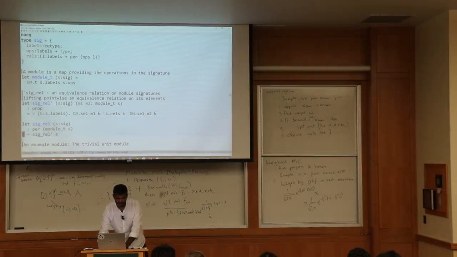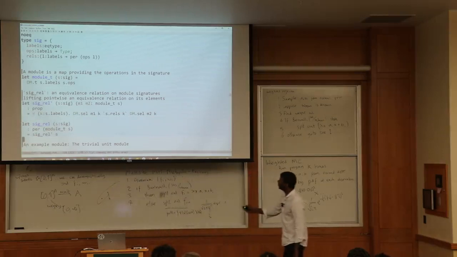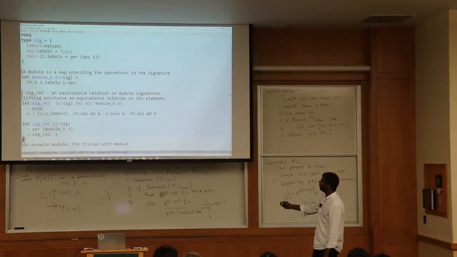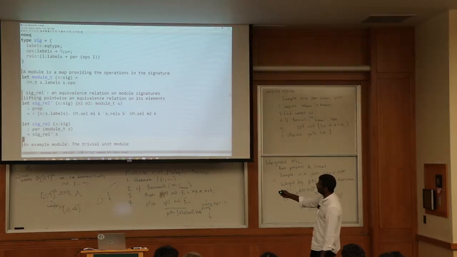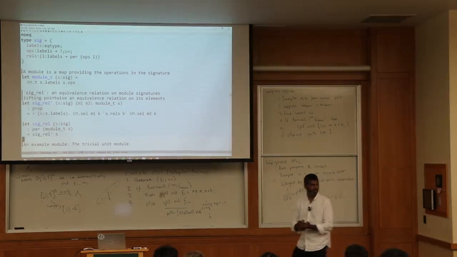Okay, given a pair of modules that have the same signature, I can define a relation on modules by saying that each operation is related pointwise by the relation associated with that type. And I can also prove that since pointwise every relation is a PER, this pointwise computation is also a PER, but now at the level of modules.